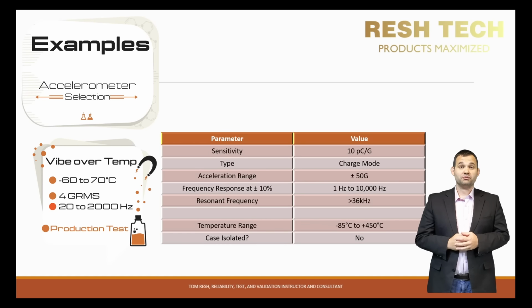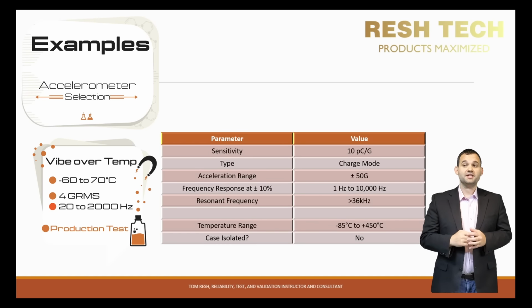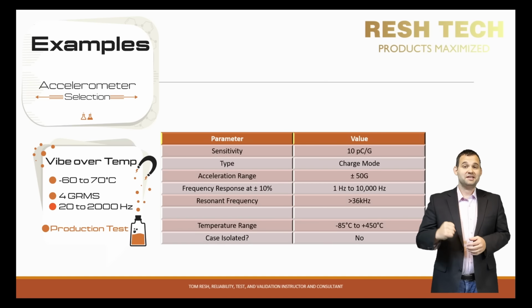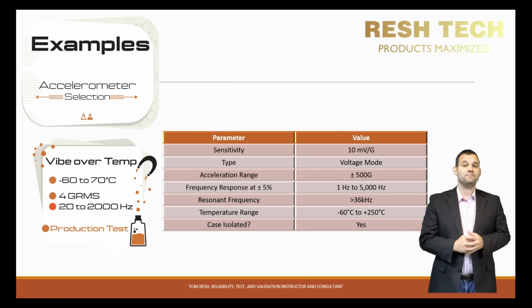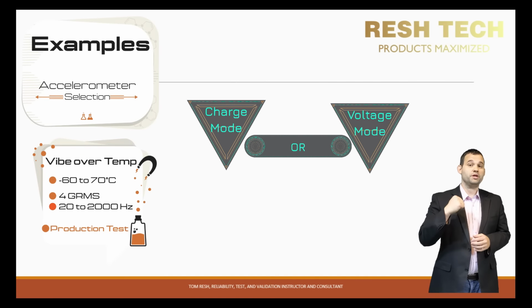Again, we will have 2 accelerometers to choose from. The first is a bit of a curveball. It's not a voltage mode this time. It's a charge mode accelerometer. Again, note the parameters, including the temperature range, and let's move on. Next, we have a voltage mode accelerometer. Note the parameters, including the temperature range. Alright, so which should we use?